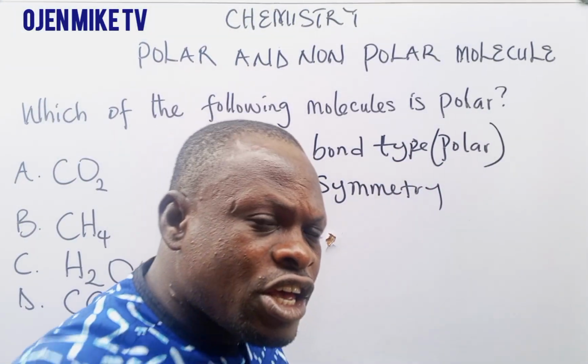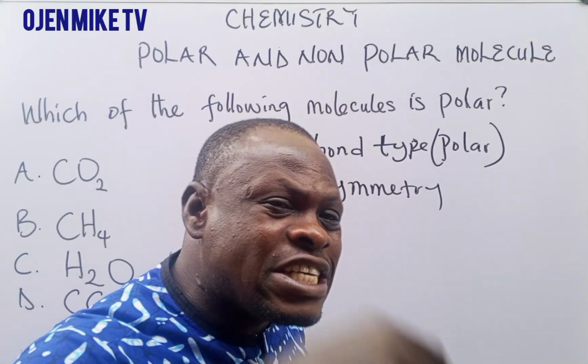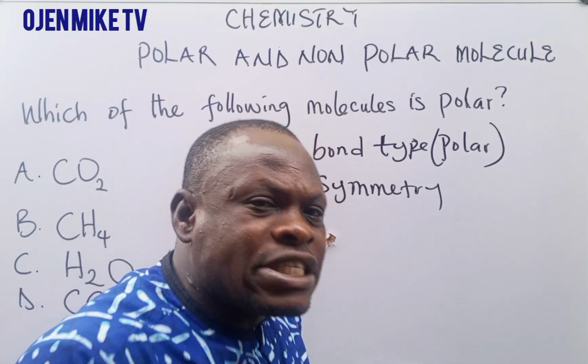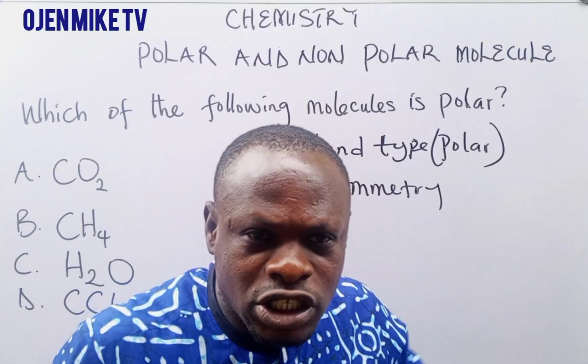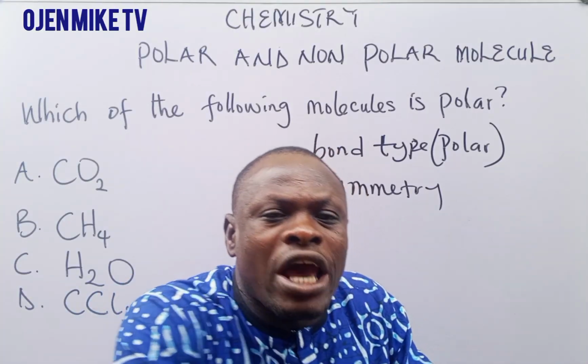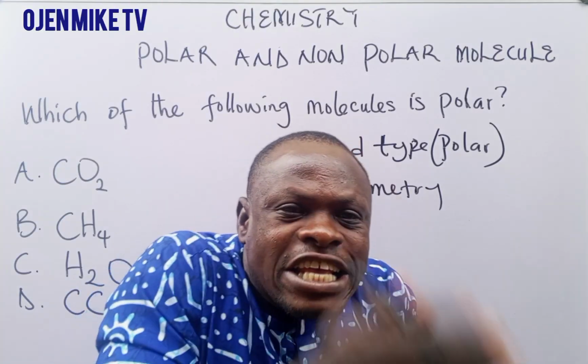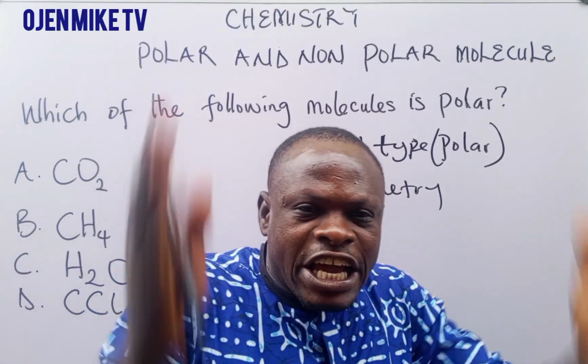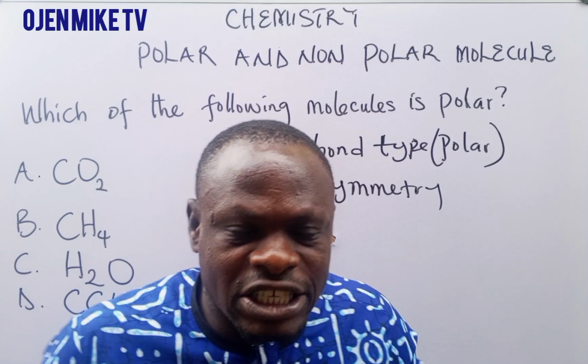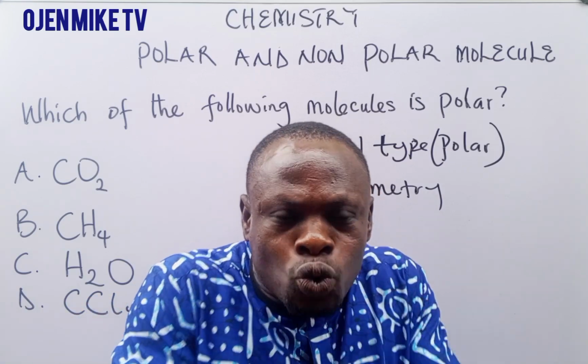Now, what do you mean by bond type? Like I said, in a polar substance there is an unequal distribution. It means that if you have two atoms, one of them negative and the other positive, the negative one will pull more electrons to itself. That means there is unequal distribution. But when the dipoles cancel themselves, there is equal distribution.